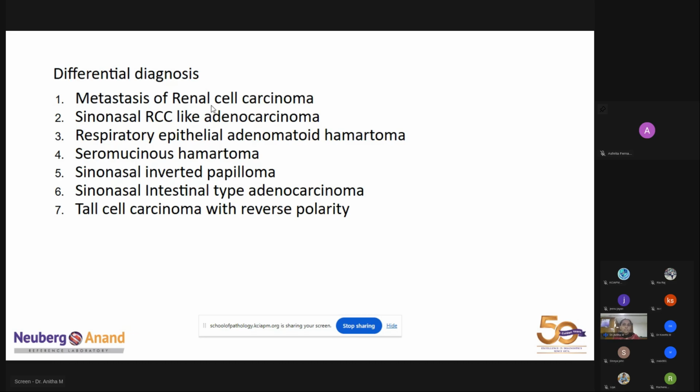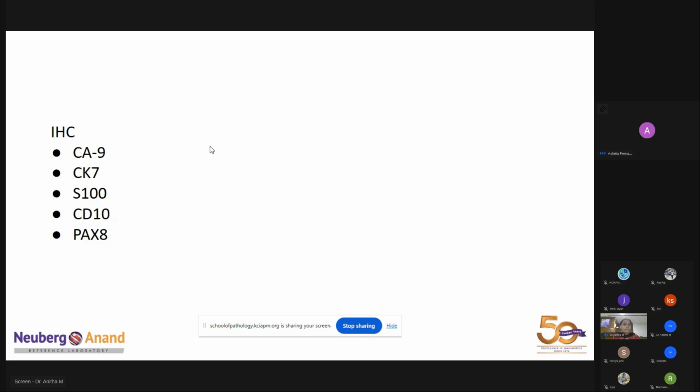So what IHC would you like to do, Ashita? Ma'am, CK7, pancytokeratin and S100. To rule out metastasis from renal cell carcinoma, any IHC marker? CD10 will be positive and CA9 will be positive in metastatic clear cell renal cell carcinoma, ma'am. But CK7 will be negative. Okay. So these are the markers that we have done: CA9, CK7, S100, CD10, and PAX8.